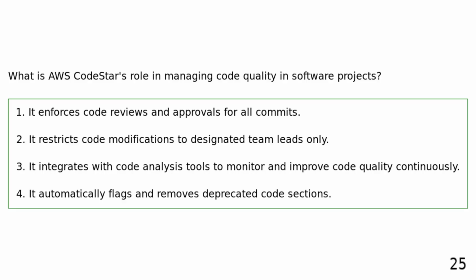What is AWS CodeStar's role in managing code quality in software projects? It enforces code reviews and approvals for all commits. It restricts code modifications to designated team leads only. It integrates with code analysis tools to monitor and improve code quality continuously. It automatically flags and removes deprecated code sections.